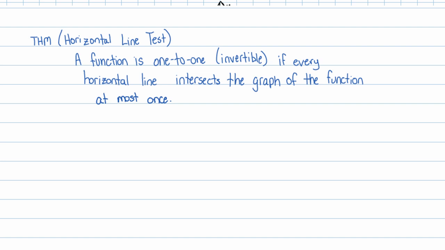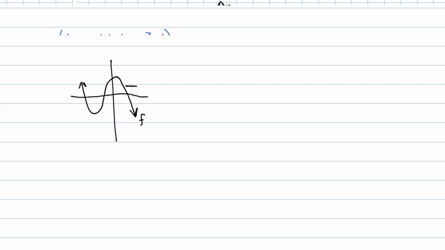A function is one-to-one or invertible if every horizontal line intersects the graph of the function at most once. At this point, I could just draw a few quick examples like this. This here is a function f, don't get me wrong, but it doesn't pass the horizontal line test, so while it's a function, it's not invertible.